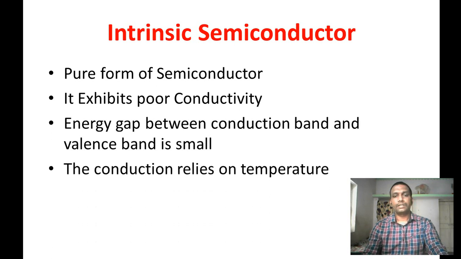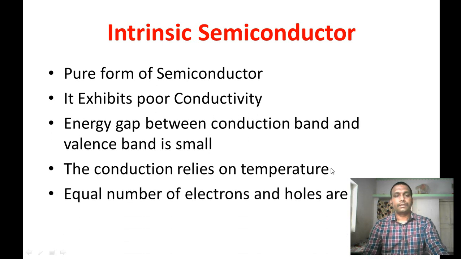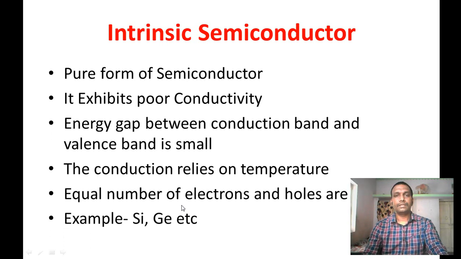So the conduction relies on temperature. When the temperature increases, conductivity happens in that semiconductor. Because of that, this semiconductor material has poor conductivity. Then the number of electrons and holes present in the intrinsic semiconductor are the same; equal numbers of electrons and holes are present. Then what are the examples of intrinsic semiconductor? Silicon and germanium are examples of intrinsic semiconductor.